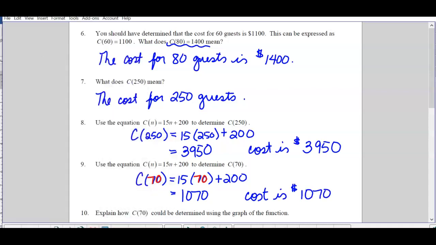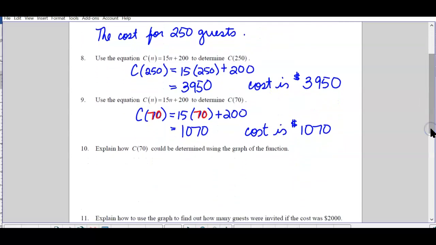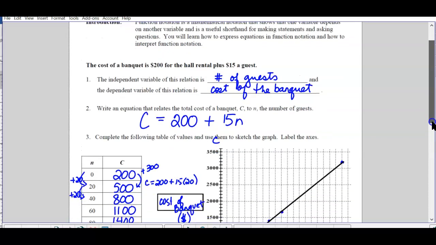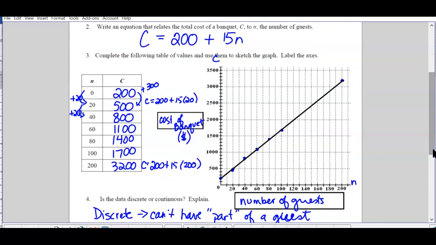Explain how C of 70 could be determined using the graph of the function. So let's go back and look, because it wasn't a value in our table of values. Where do we look on our graph? We want to look where n is 70. So there's 70. We want to go up to where it touches the graph and then across.